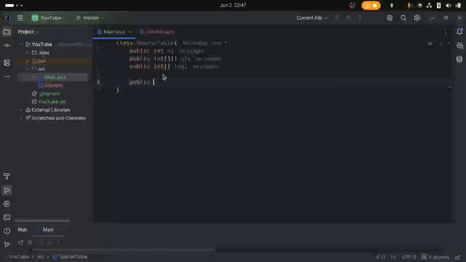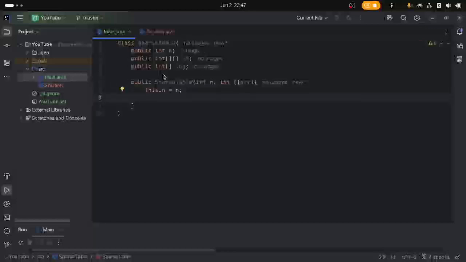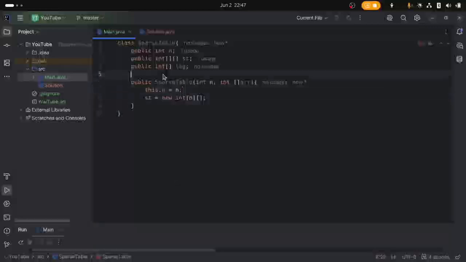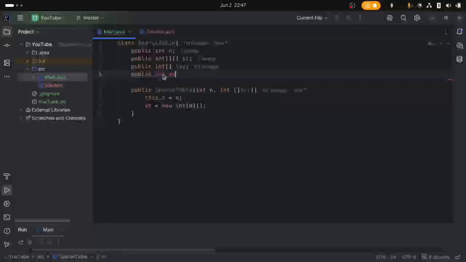Let's create a constructor. It takes an integer array. Let's create the object of our sparse table. It would be n. Okay, we need one more thing, that is max power.